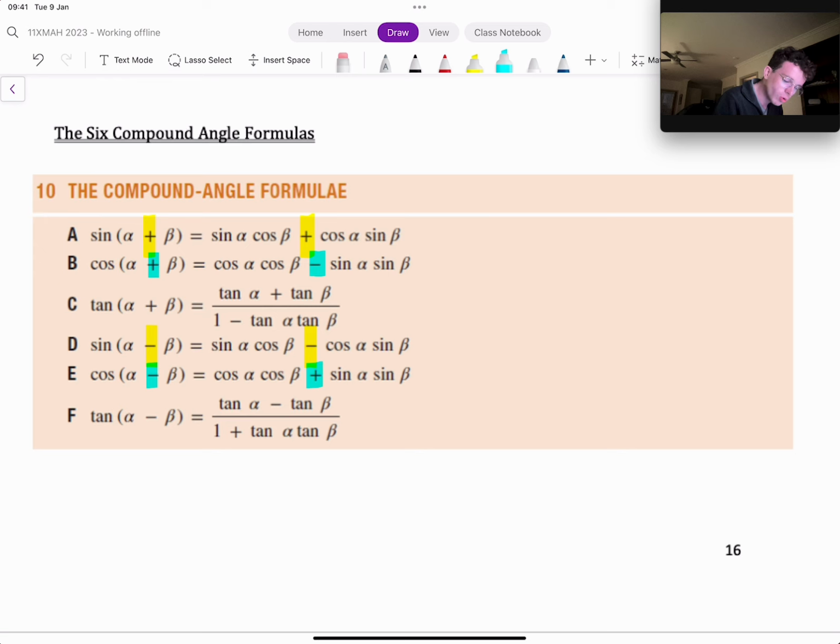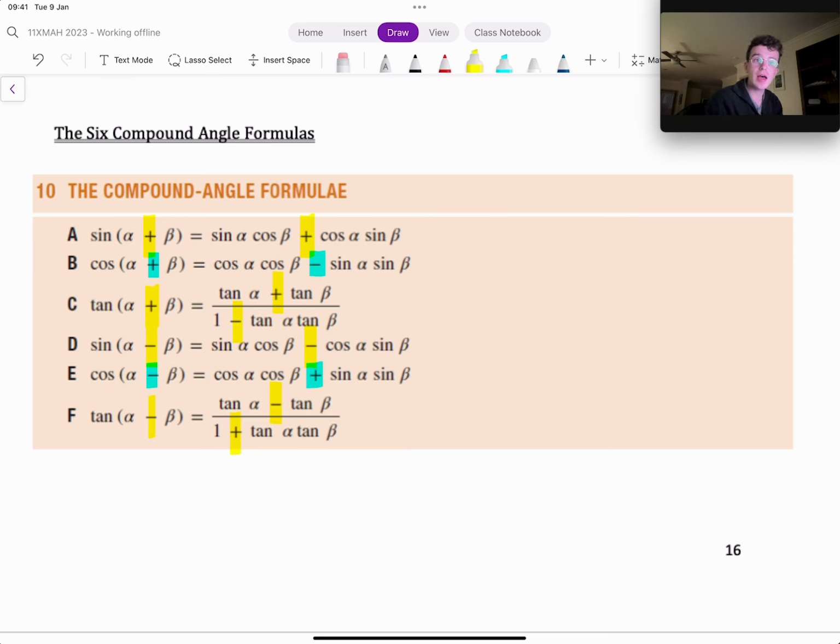We can see that we've always got the same sign on the top. So we've got a plus on the top and a minus along the bottom, a minus on the top, but we have the opposite sign on the bottom. So we've got a minus on the bottom when we had a plus in the brackets. And when we have a minus in the bracket, we've got a plus on the bottom.